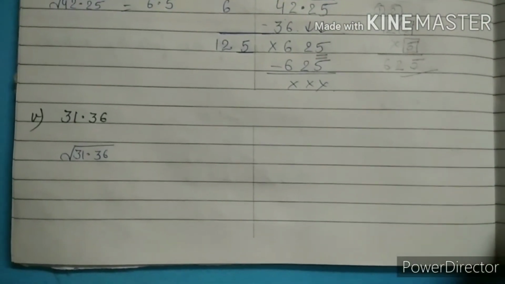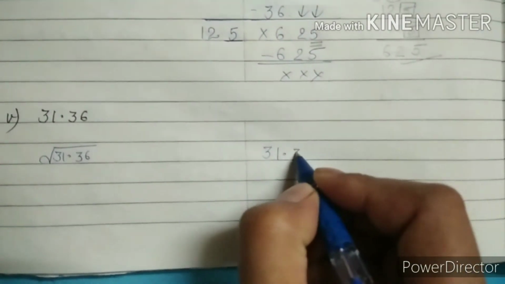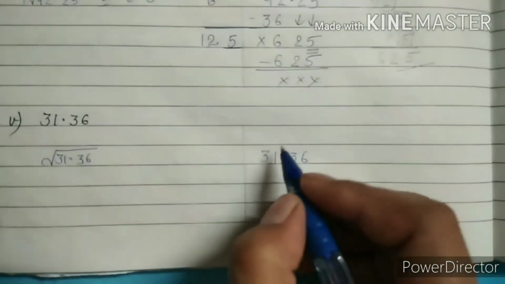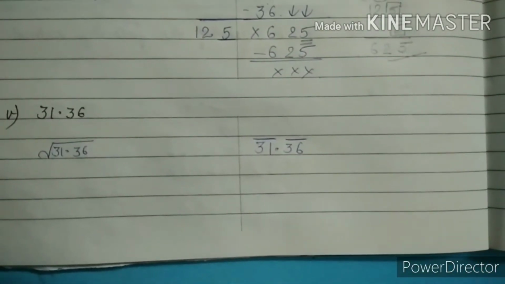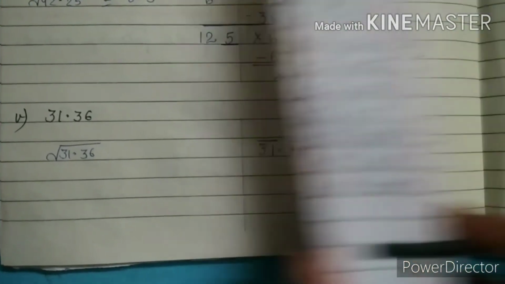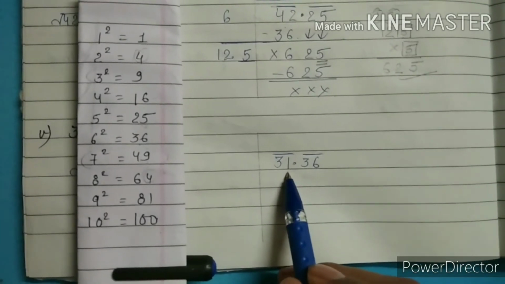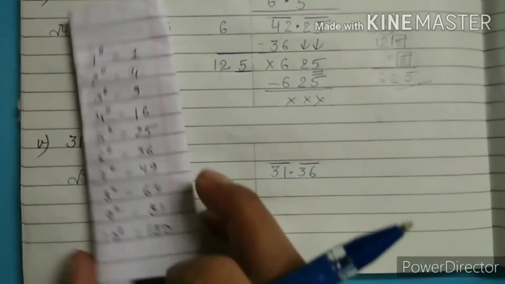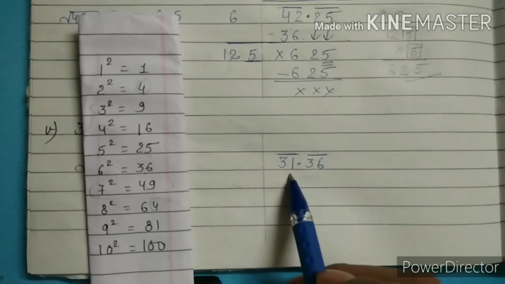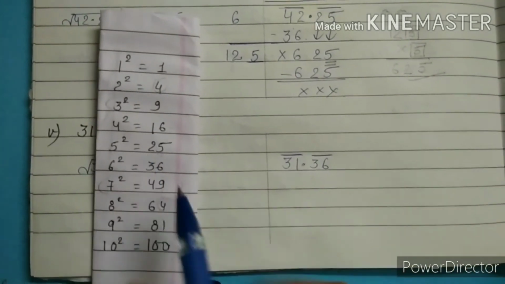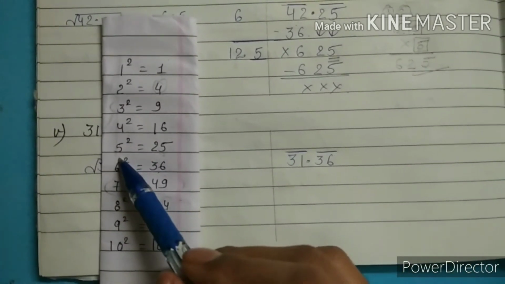Now the last part of question number 3 is 31.36. So here 31.36 will come. Now from the ones place we have to do the pairing, first pair, second pair. Now we want a number whose square is less than or equal to the first number. First pair is 31, so we have to see the square that is equal to or less than 31. Here 25 is less than 31 and 25 is the square of 5.